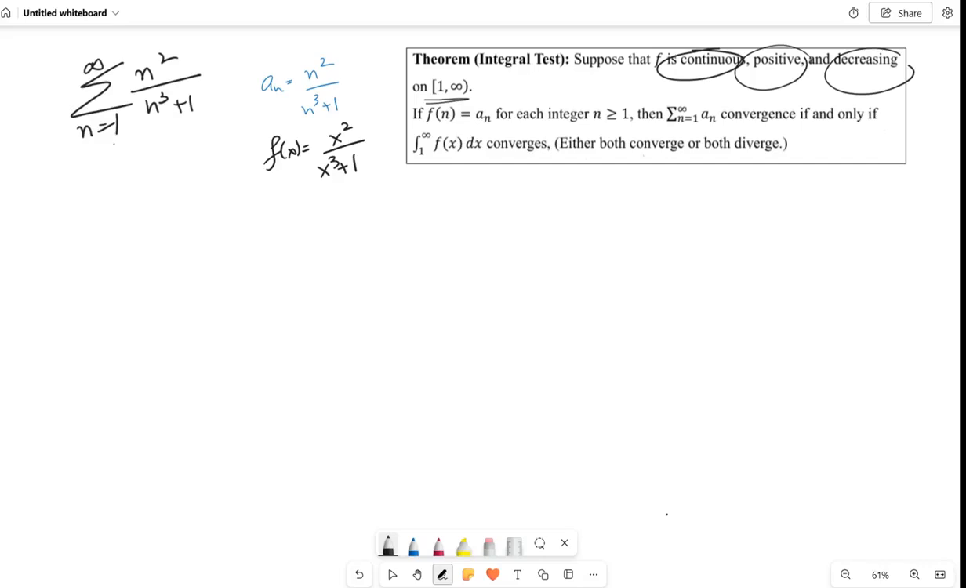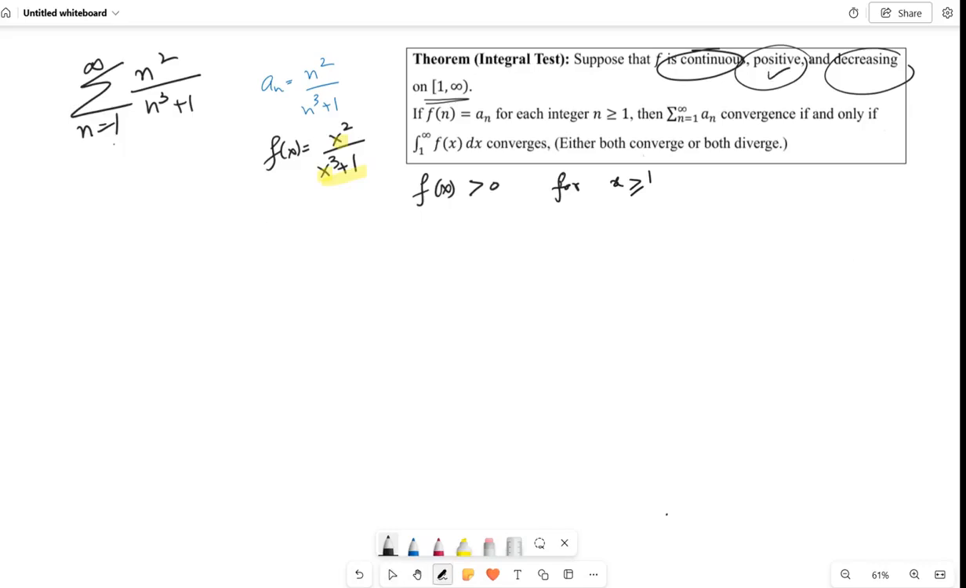Now, if I put any number from 1 onwards, x is positive, so the whole thing will be positive. x squared is positive, so the whole thing is positive. f is positive for x greater than or equal to 1. So true. One condition done.